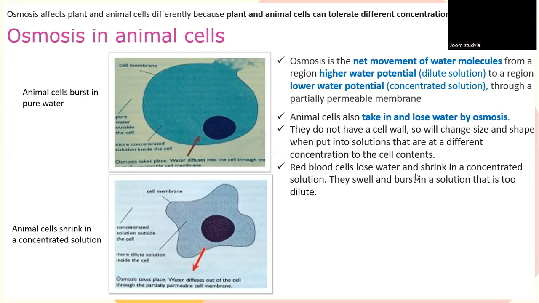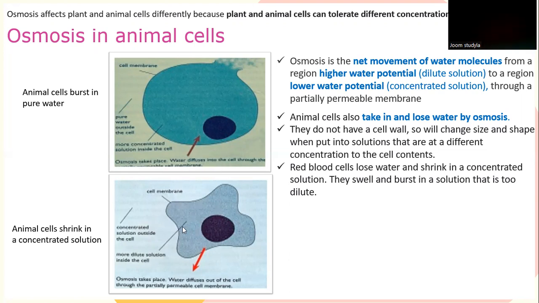Red blood cells lose water and shrink in a concentrated solution. They swell and burst in a solution that is too dilute. If you can see the two diagrams here, what is happening to the animal cell when it is put into pure water? In a dilute solution, you can see that the animal cell bursts in pure water, whereby osmosis takes place. Water diffuses into the cell through the partially permeable cell membrane.